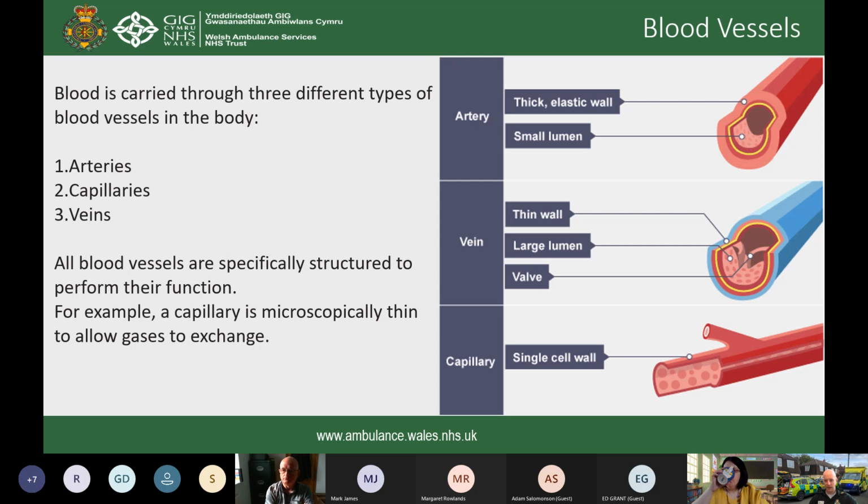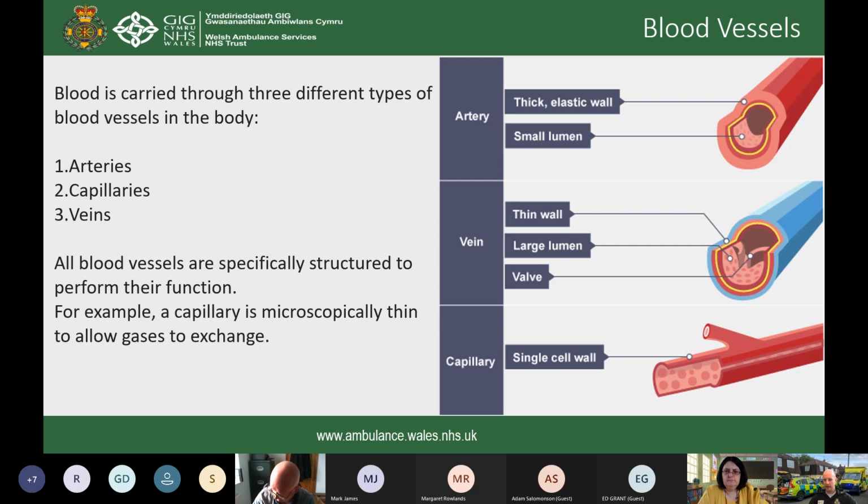And then the veins have little valves in them. So you can see the little valve in that picture, because the blood is traveling at a lower pace. So the veins need valves to stop the blood flowing backwards. So they're the three different blood vessels we've got, and the structures are all different because of the different tasks that they need to cope with.